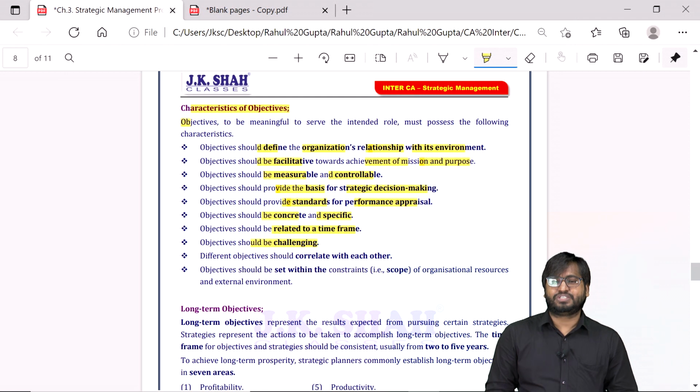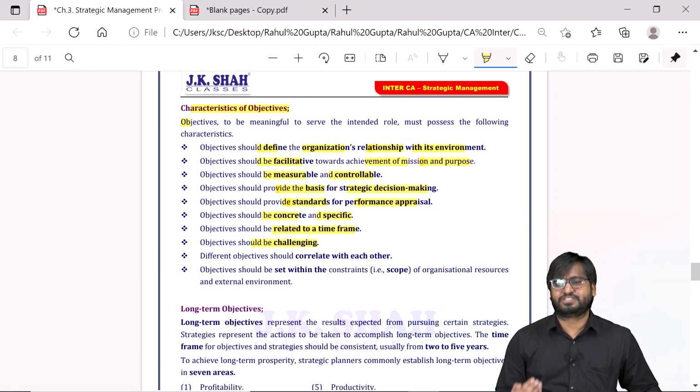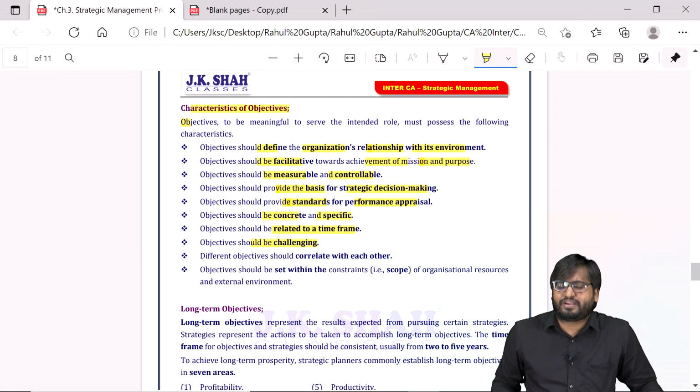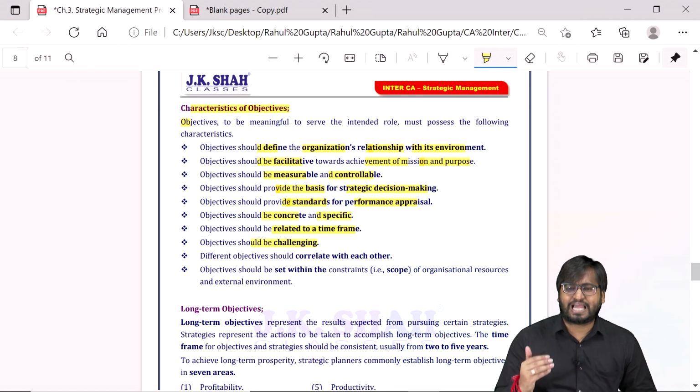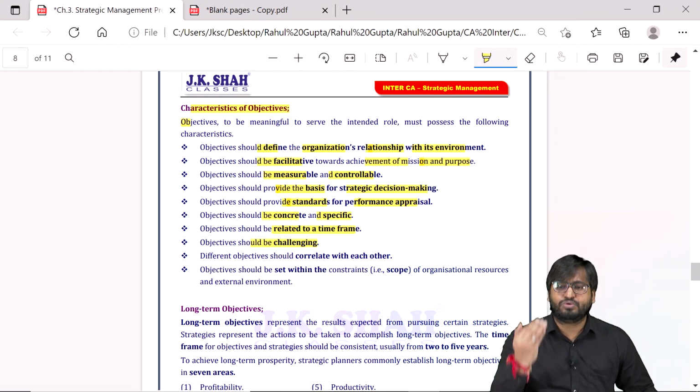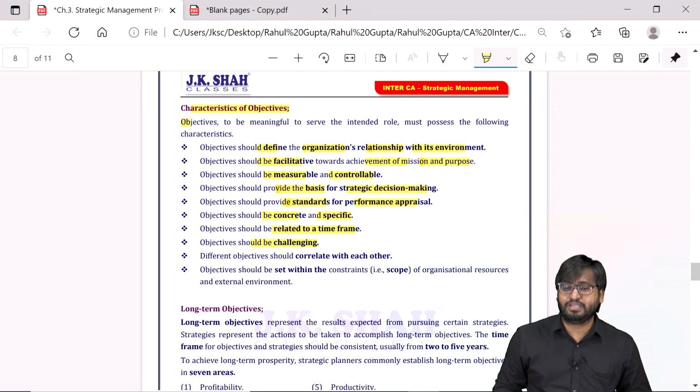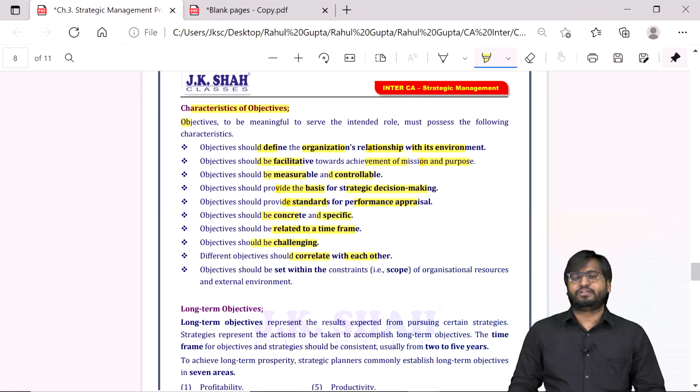It should be challenging. If the objective can be achieved easily, I will not be motivated, right? So it should be challenging. I should look up to fulfilling those objectives. It should correlate with each other.